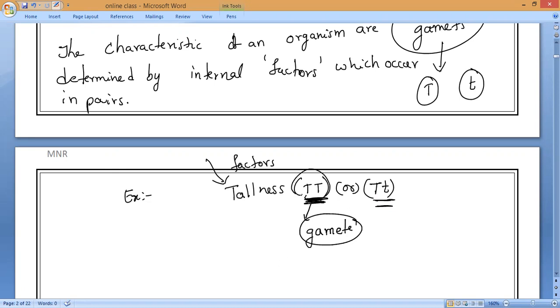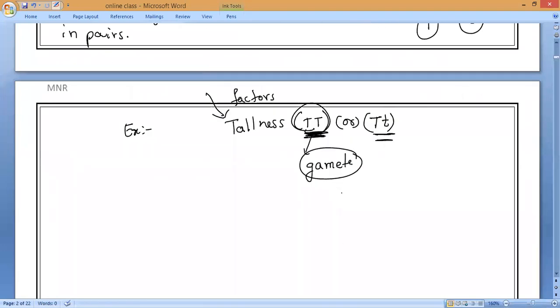So if we take this tallness, it will form the two gametes. Can you tell me what are the gametes formed by the capital TT? All of you? It will form two gametes. One is capital T, another one is also capital T. Now what are the gametes formed by this one? Everyone? Capital T, small t. So if you notice, in the gametes, how many factors are there? One of such a pair of factors is present. Is it yes or no? Only one of a pair of such factors is present in a single gamete.